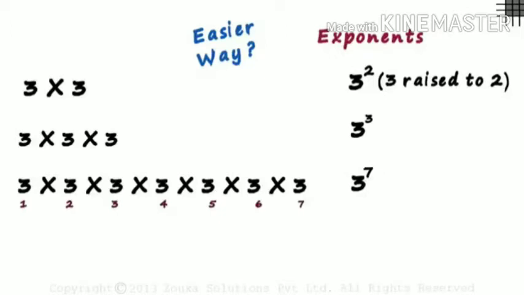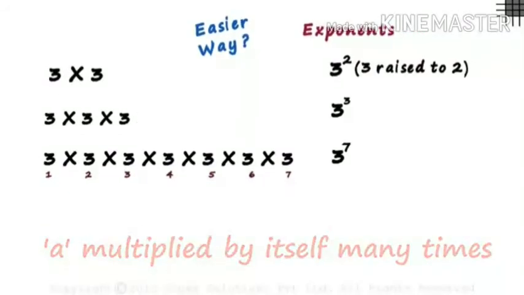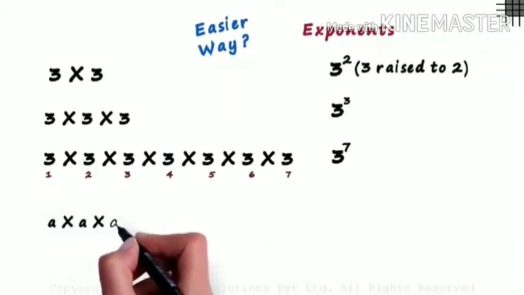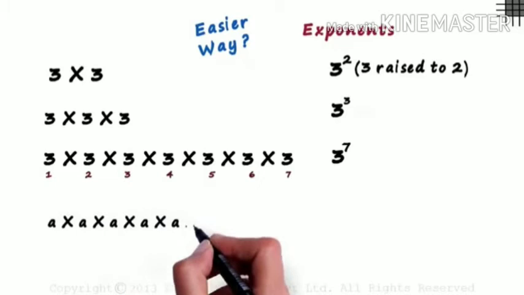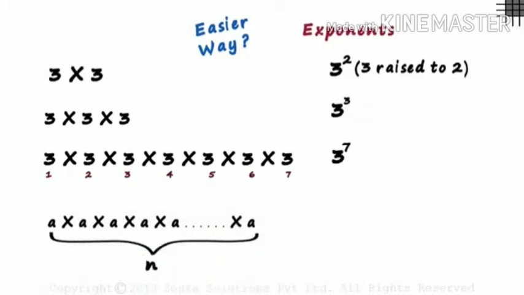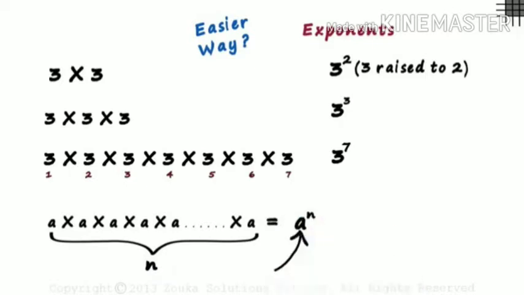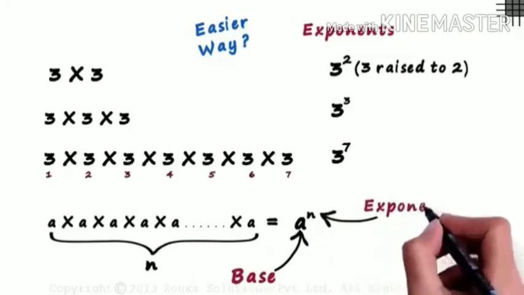If we have any number, say a, multiplied by itself many times, we write it as a multiplied by a multiplied by a and so on. If there are n number of a's in this product, then it can be written as a raised to n. The number a is called the base and the number n is called the exponent.